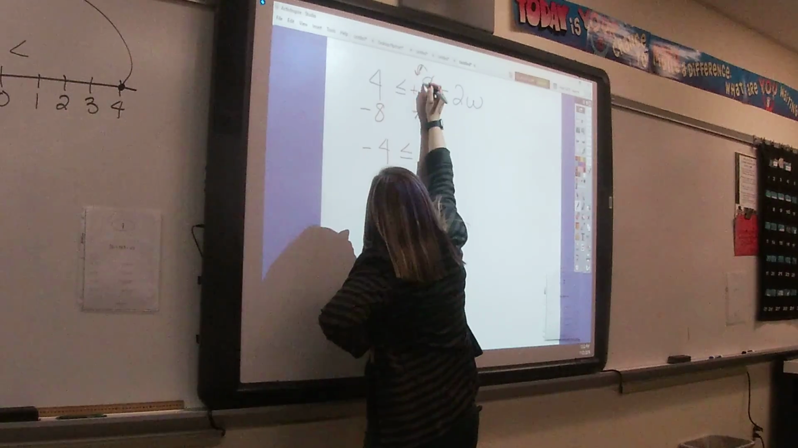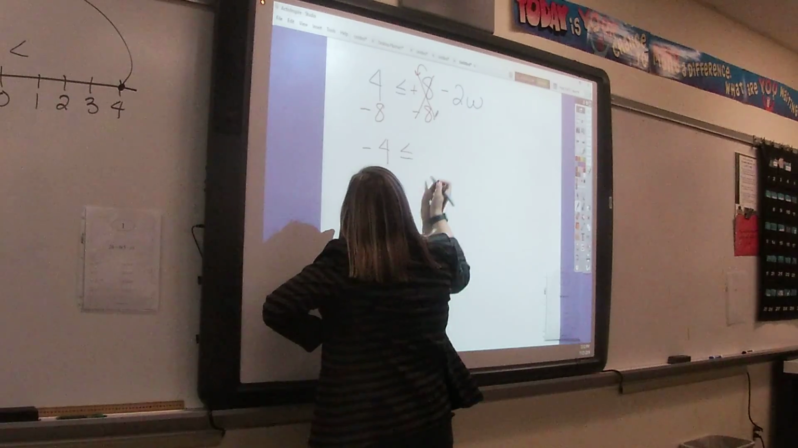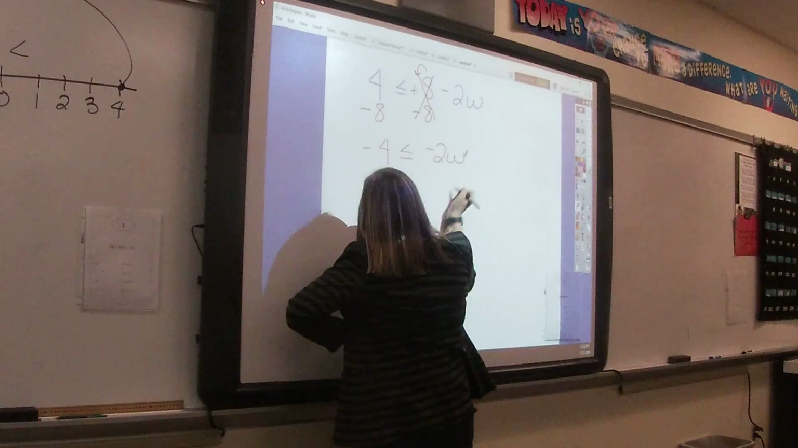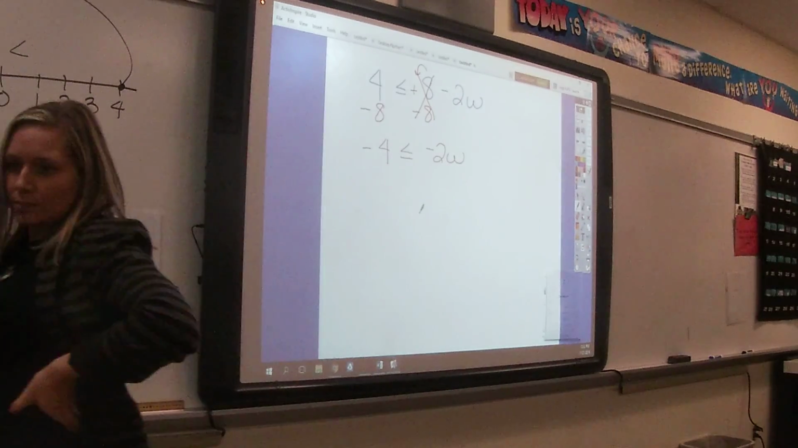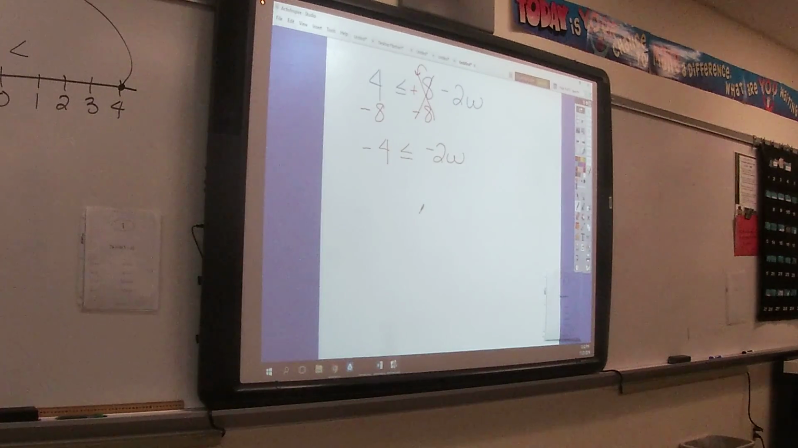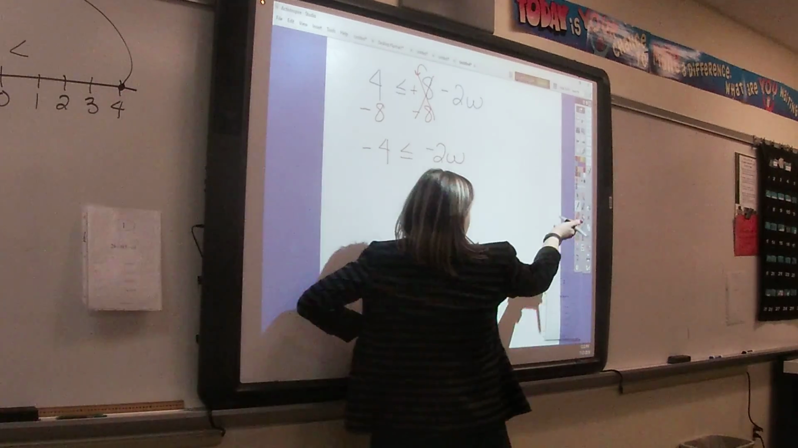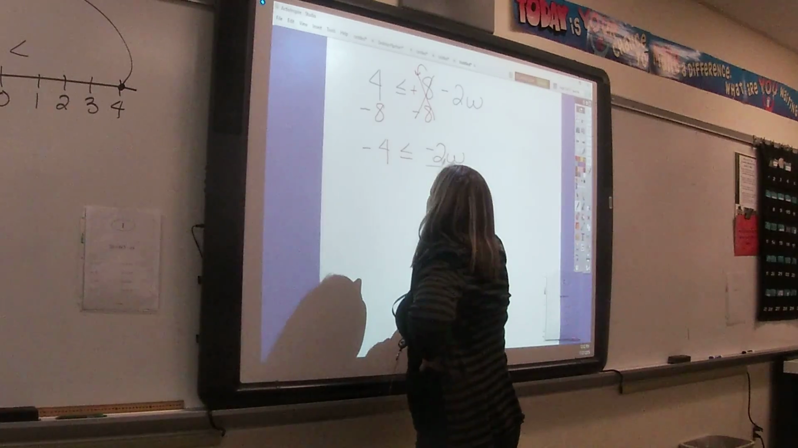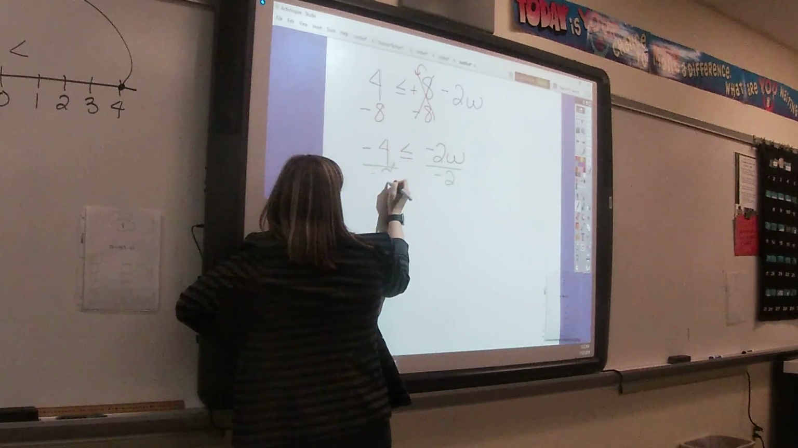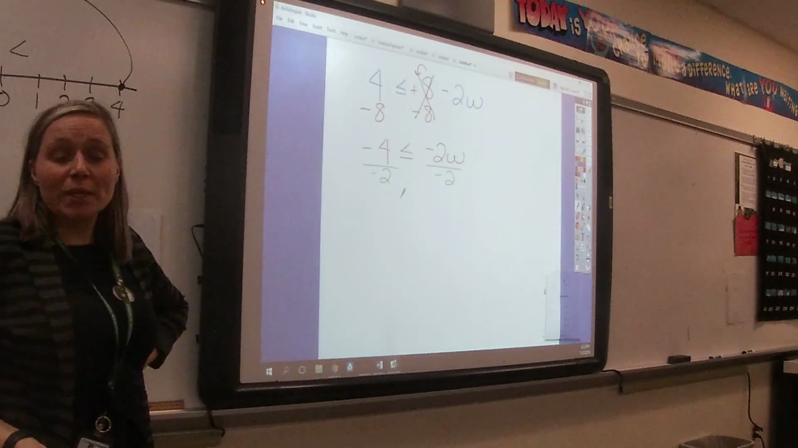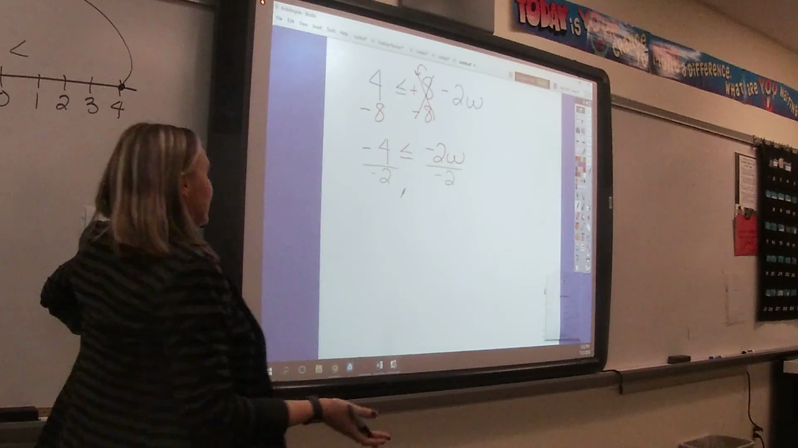What do I have left over here on the right-hand side? -2w. Now you need to flip it because you're going to divide by negative. Okay, so now we have to divide by -2. Is that a reason to flip the sign? Yes.